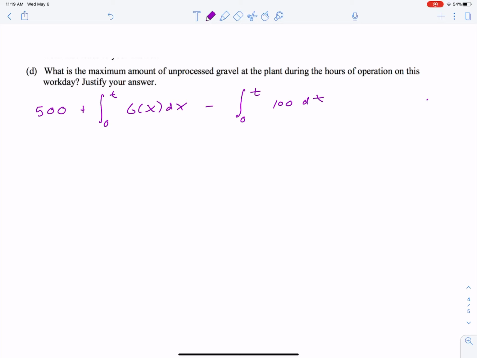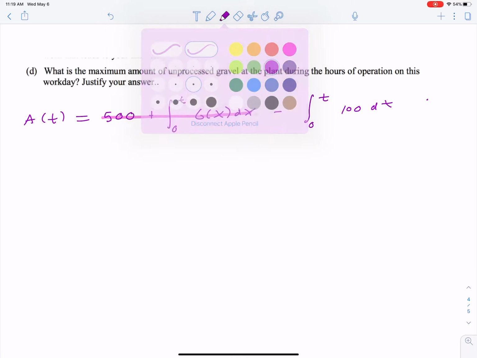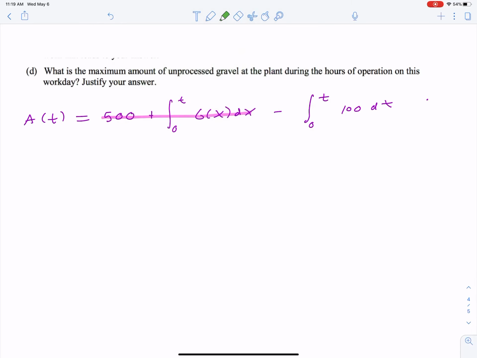Okay, so again, let's think about what we have here. Think of this as a brand new function. That's going to represent the amount, so I'm just going to call that A of T. A of T is the amount that's going in at any time, and this right here is the amount leaving. So if we subtract those two, that gives us the total amount at any time.